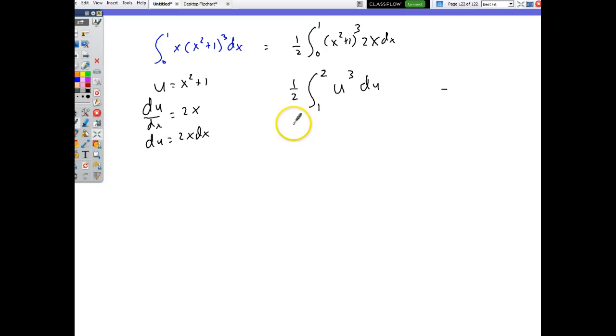Give me the next step. 1/2. Oh wait, actually, no. 1/4. It's safer to raise the power first, then divide by the power I get, right? Then that's it. Plus C, from 1 to 2. That's the way we'd say that.